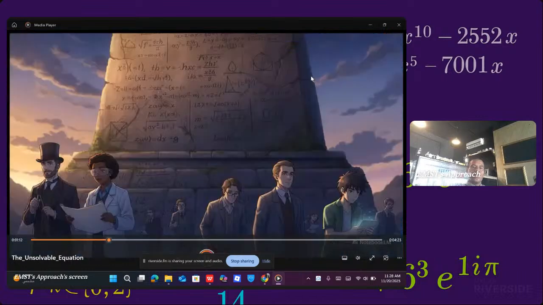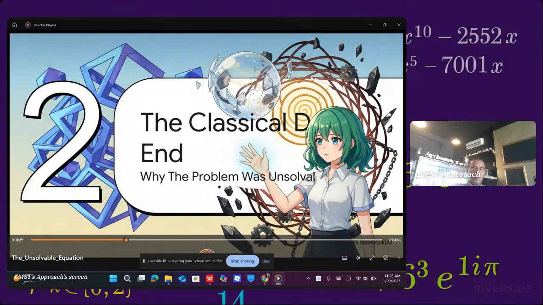And you gotta understand, this wasn't some dusty, obscure theory sitting on a shelf. No, this was treated as absolute truth. We're talking generations of brilliant mathematicians building their life's work on the assumption that some equations were just forever beyond our reach. So why? Why was this problem considered a dead end for so long? What made it seem so completely impossible to solve? Let's get into it. The classical dead end.